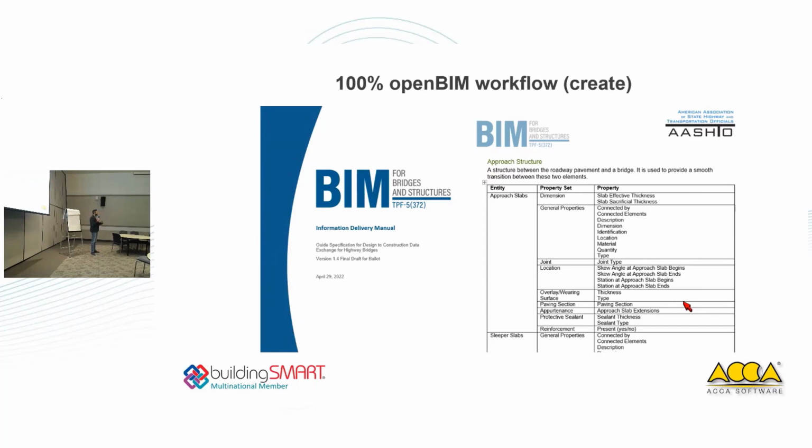To show you this generic workflow in practice, we have actually done those 3 steps, and in particular we have taken this document, which is a theme for bridges and structures, an information delivery manual, which has been written or reviewed by AASHTO, the American Association of State Highway and Transportation Officials. And as you can see, this is part of the content. This is very bSDD-like because it says for which entity, which property sets and properties we need.